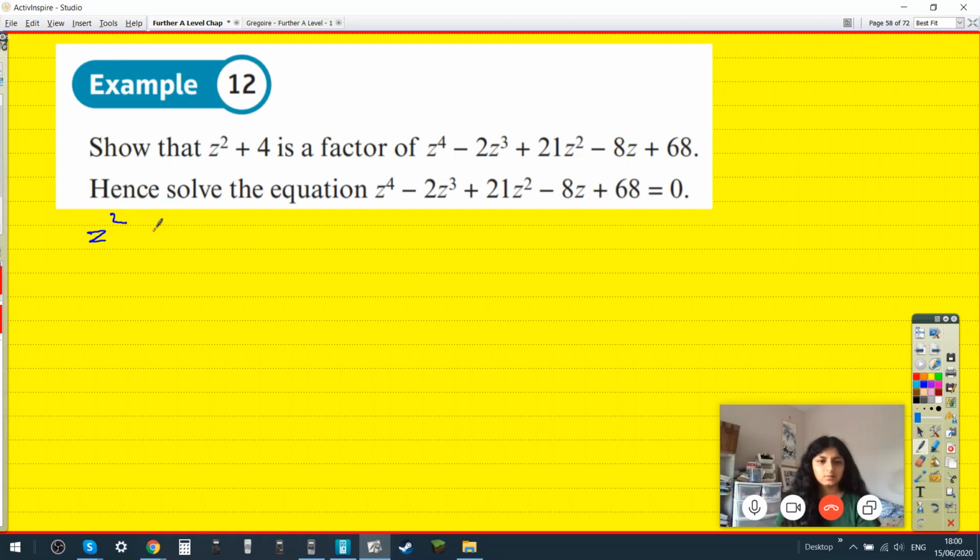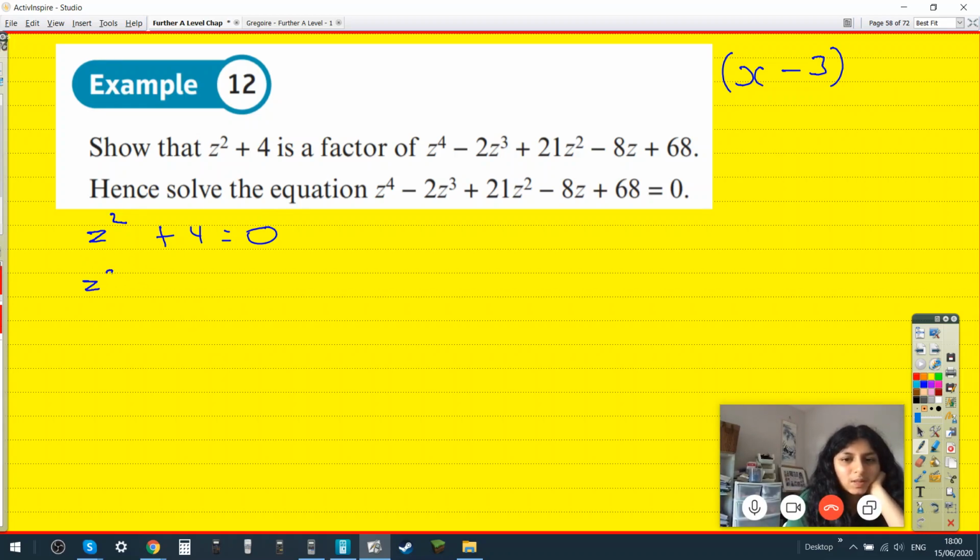So Z squared plus. So what is it? Z squared minus 4? I don't know. If a factor is X minus 3, then a root is X equals 3. So I believe Z squared plus 4 is equal to 0. If you substitute that in, it will give you 0, I think. Quicker way: Z squared equals minus 4.